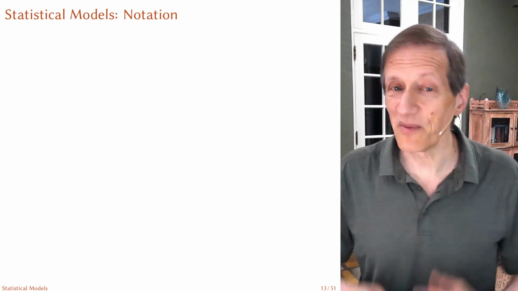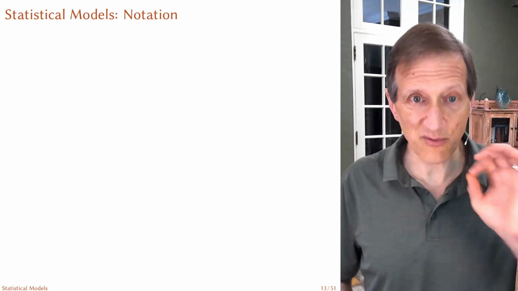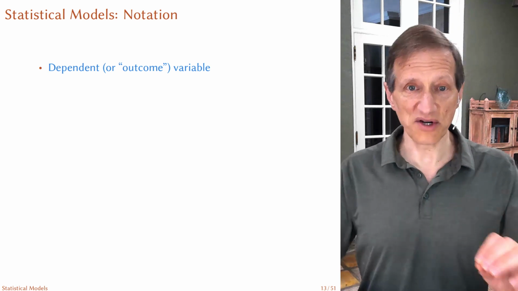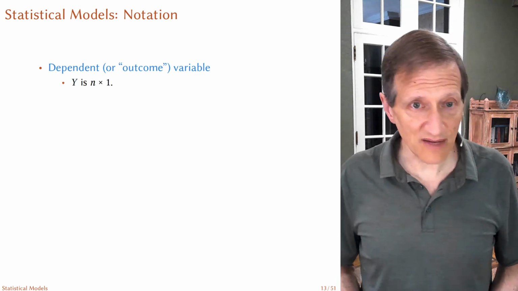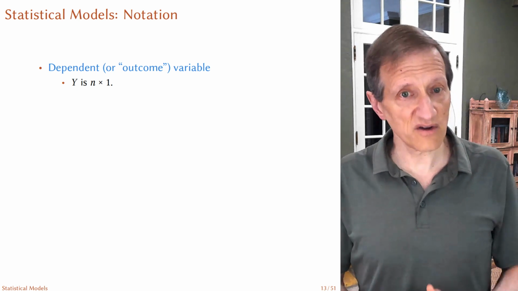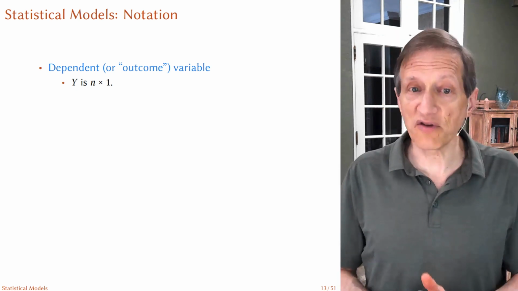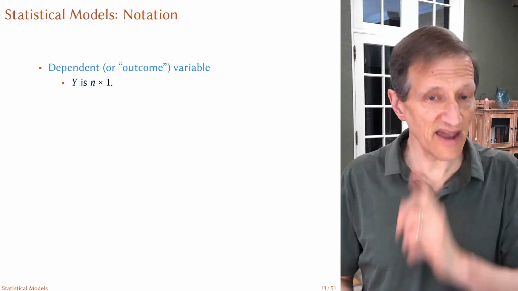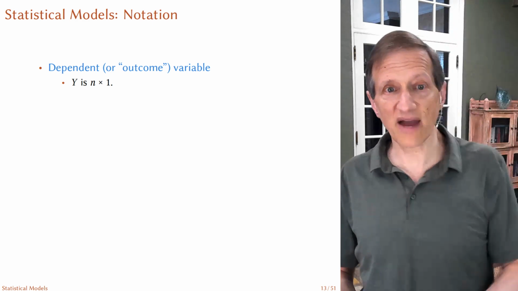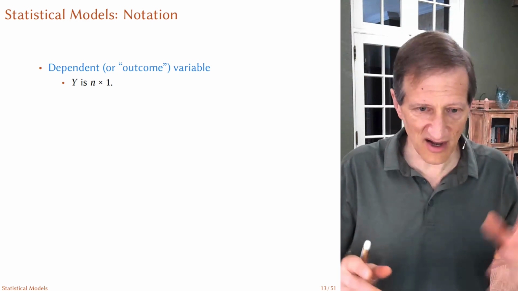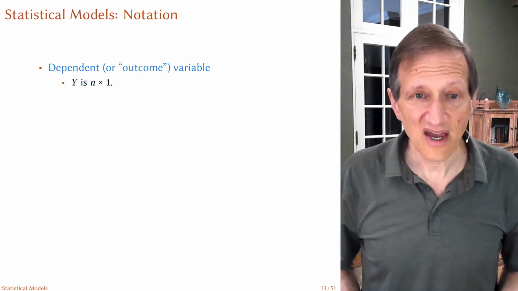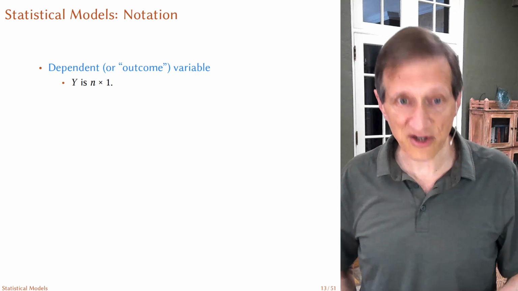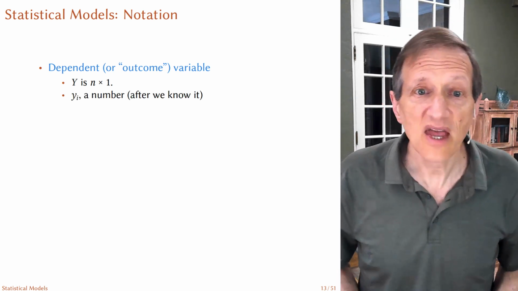So, statistical models. Let's begin with some notation. Again, we have to be very precise. Our dependent variable, or outcome variable as it's sometimes called, we're going to label as Y. Y is going to be a vector. It's going to be n for n observations, an n by 1 vector. Think of it as a column, right? Columns hold up buildings, rows go like this. So it's going to be a vector or a matrix of one column.